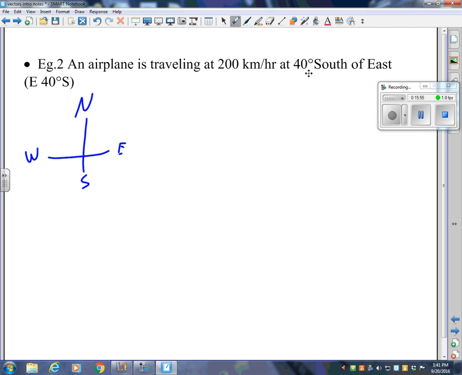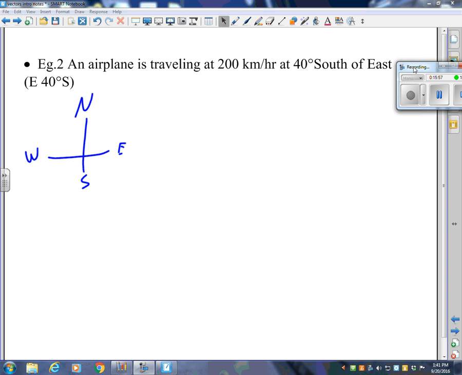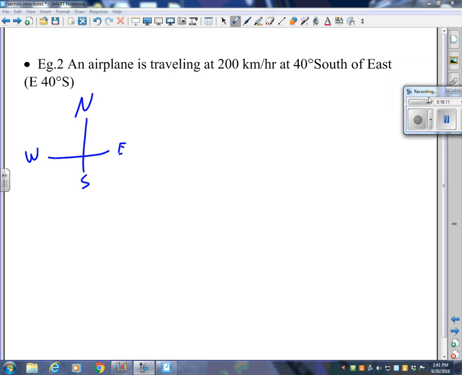Okay, 40 degrees south of east. So in other words, I look which way first? East. Oh, by the way, clicker question coming up next screen. If you're not listening, you're not going to know how to do it. Look east, and then we go how far south? 40 degrees. So basically you're going southeast. 40 degrees south of east.